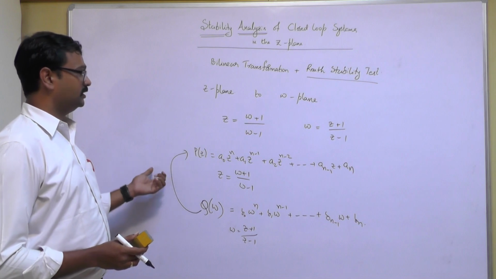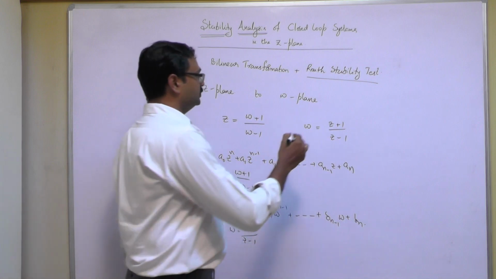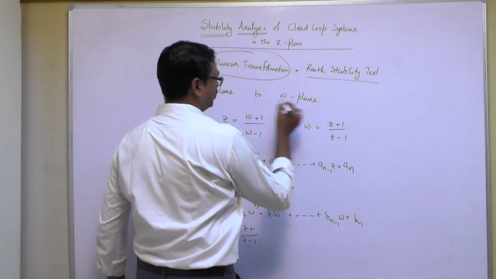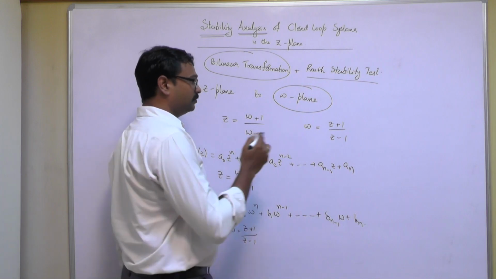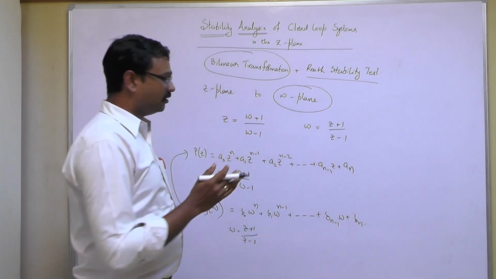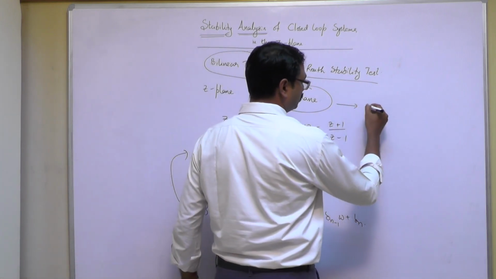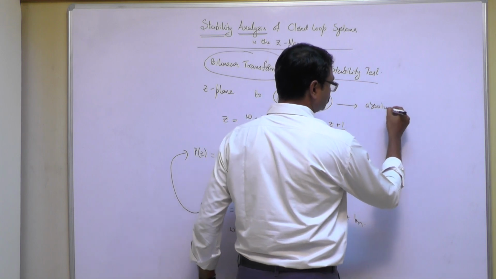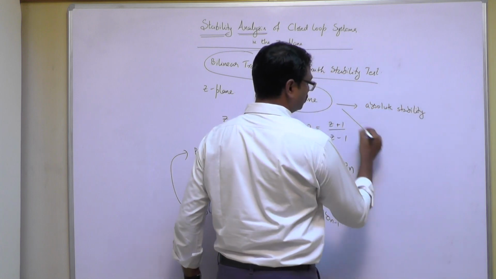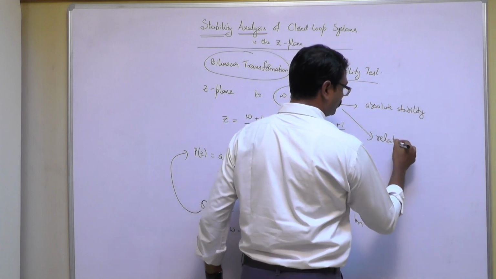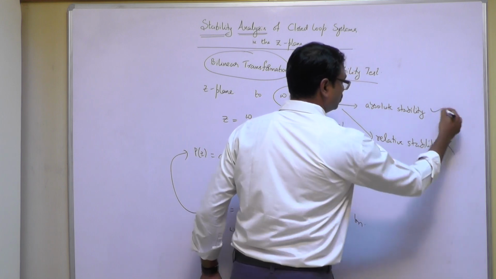You can transfer z plane to w plane, w plane to z plane. But here, only in this w plane or bilinear transformation, when bilinear transformation is applied and all the z plane poles and zeros are converted into the w plane, then you can only find out the absolute stability but not the relative stability. Relative stability cannot be obtained, right?